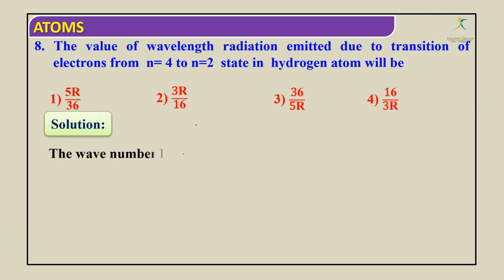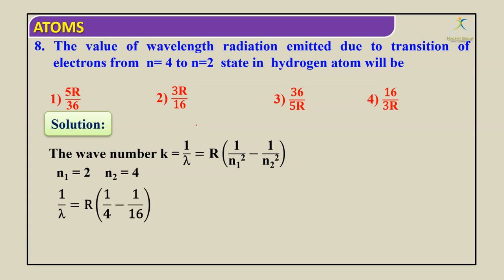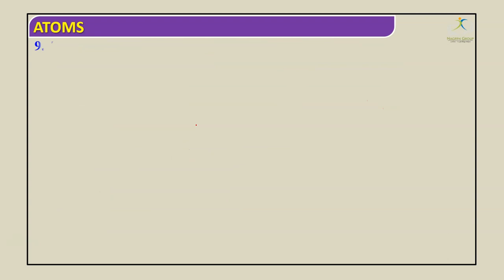So the solution is the wave number k equals 1 by lambda, which equals R times (1 by n1 square minus 1 by n2 square). n1 equals 2, n2 equals 4. So 1 by lambda equals R times (1 by 4 minus 1 by 16), which equals R times 12 by 16 into 4. After solving a bit, we get the answer lambda equals 16 by 3R. That is, the fourth option is the right answer.